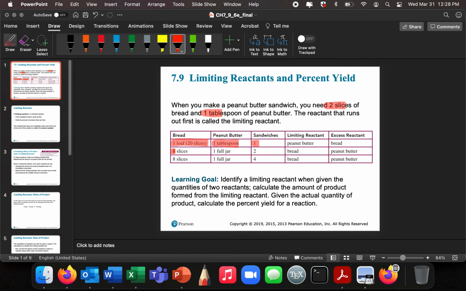What if I have 4 slices of bread and I have a full jar of peanut butter? Well, then I can make 2 sandwiches, right? You see what I'm doing here? This is the math we're going to be doing in this section.